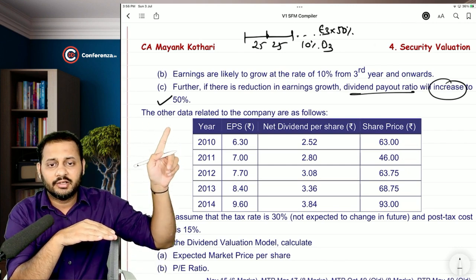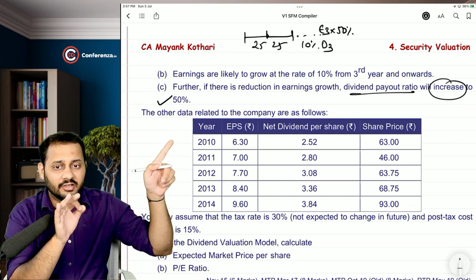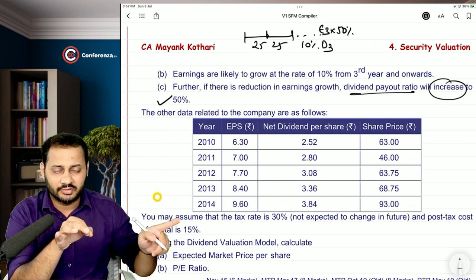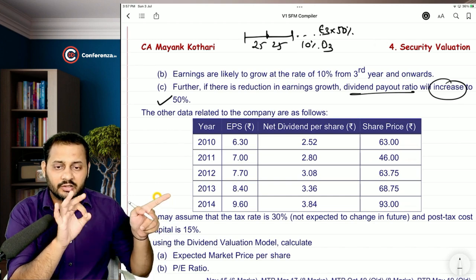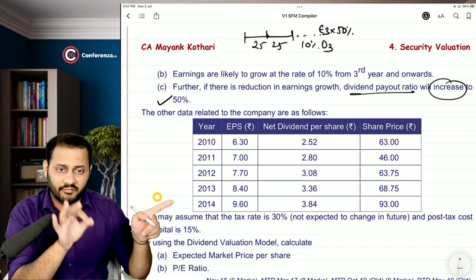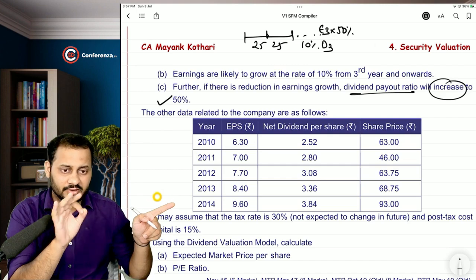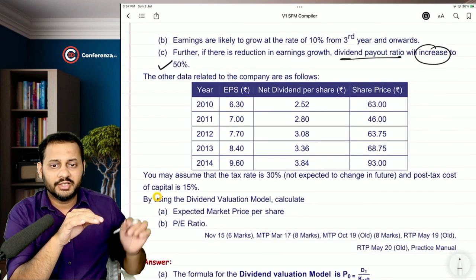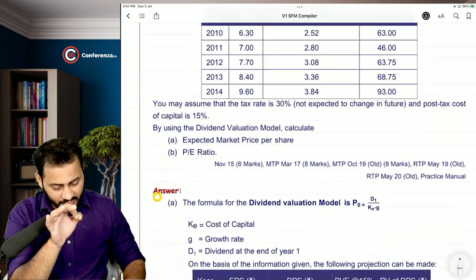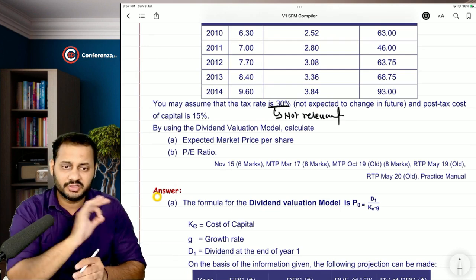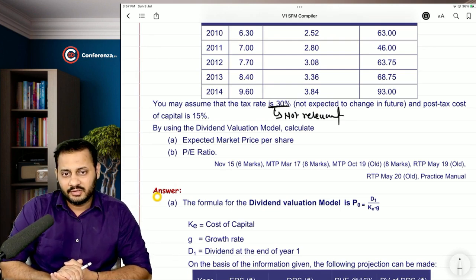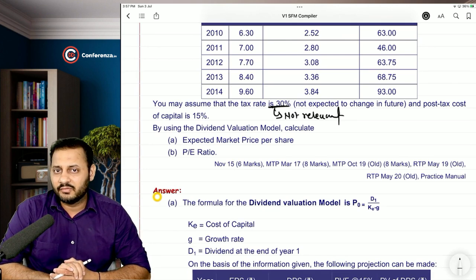The other data related to the company for the past years are 2010, 11, 12, 13, 14. So the recently completed year will be assumed as 2014. The EPS of that year, dividend and actual share price are given to you. You may assume the tax rate as 30%. Please underline this and write down not relevant. In this question, this tax rate is not at all relevant. It is just an extra figure that has been given in the question.